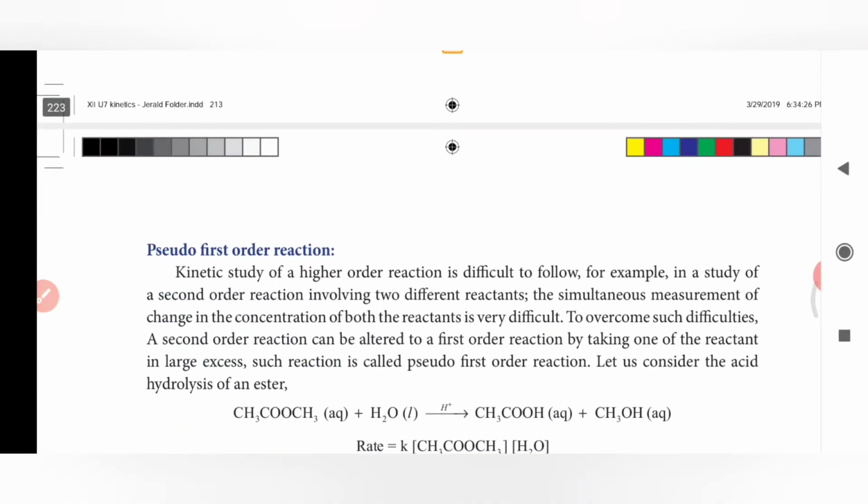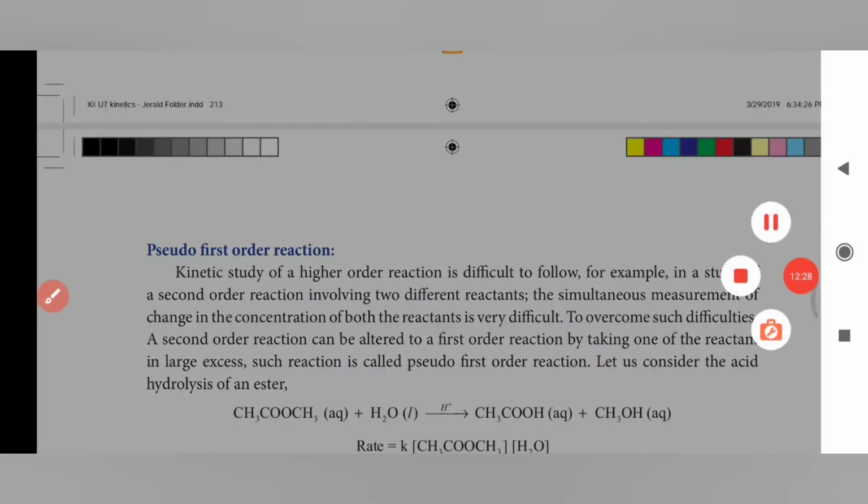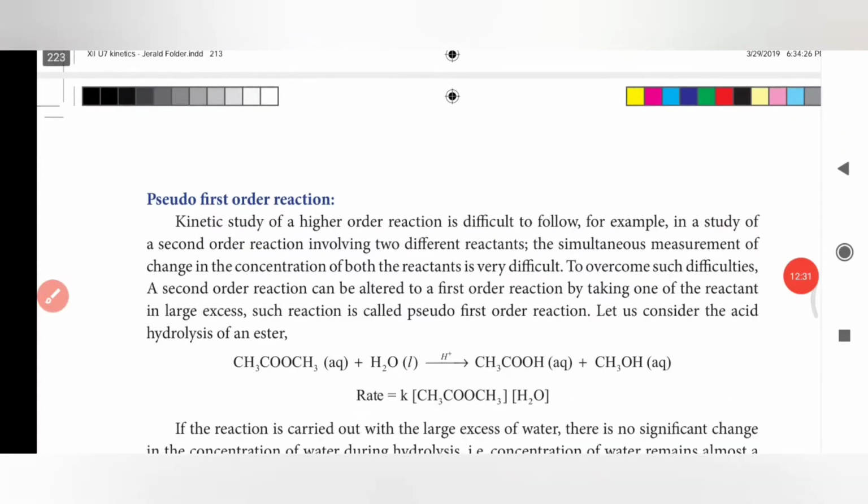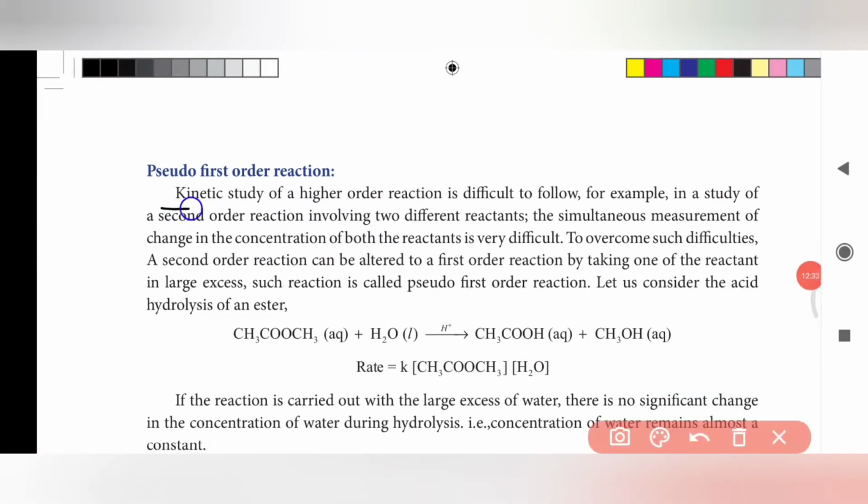Next we see the pseudo first order reaction. It can be asked as a 2 mark question, so please follow. The kinetic study of higher order reactions is difficult to follow. For example, in a study of a second order reaction involving 2 different reactants, simultaneous measurement of the change in the concentration of both reactants is very difficult.